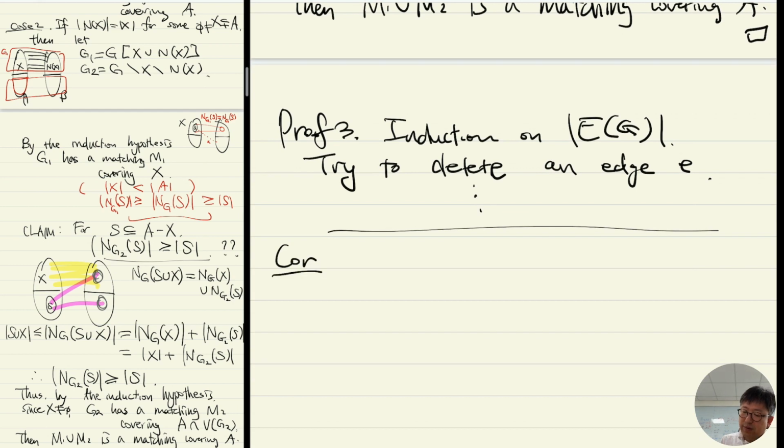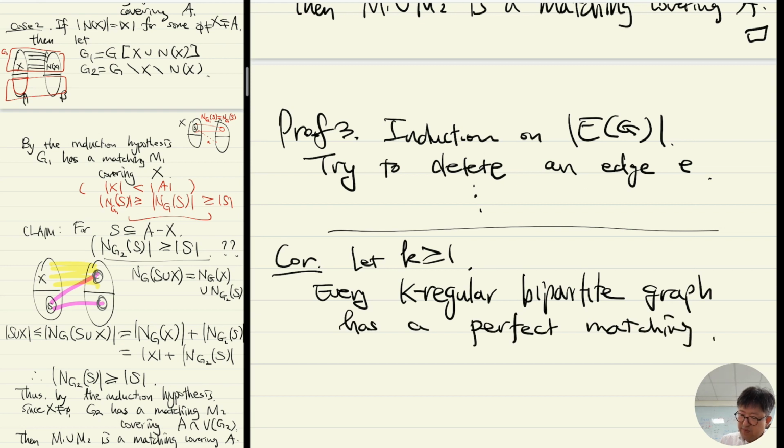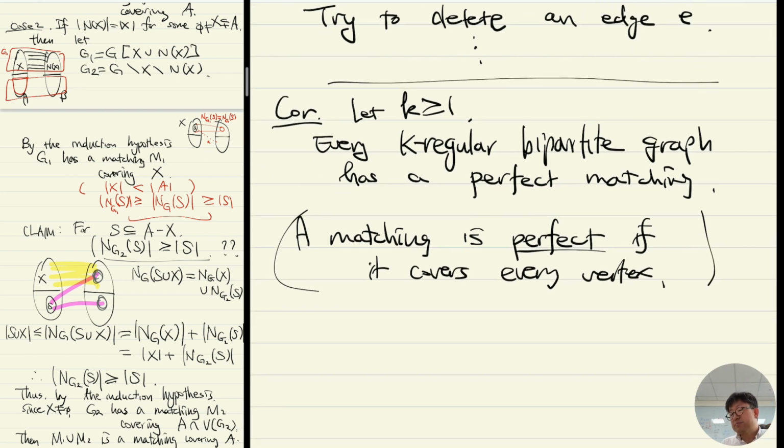All right, so now let me briefly cover a few corollaries. So here's one corollary. Let K be at least 1. Now, a graph is K-regular if every vertex has degree K. I want to prove that every K-regular bipartite graph has a perfect matching. So what is perfect? A matching is perfect if it covers every vertex. Then it's a perfect matching. So if a bipartite graph has the same degree at every vertex, then it has a perfect matching.